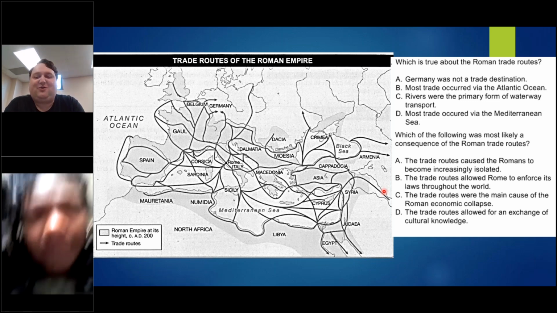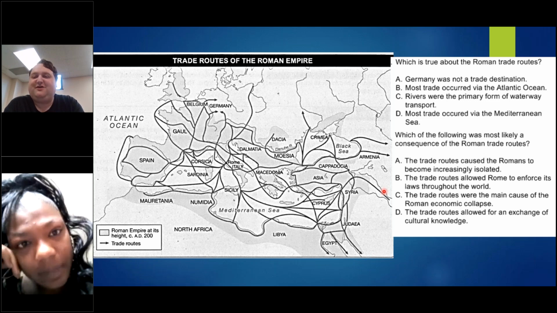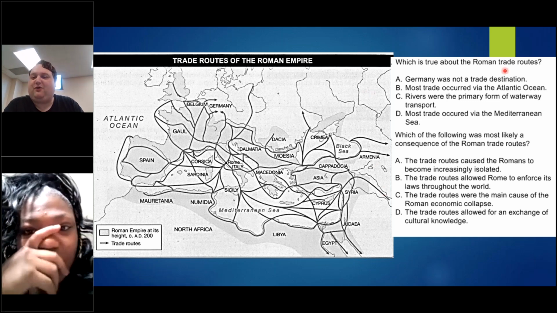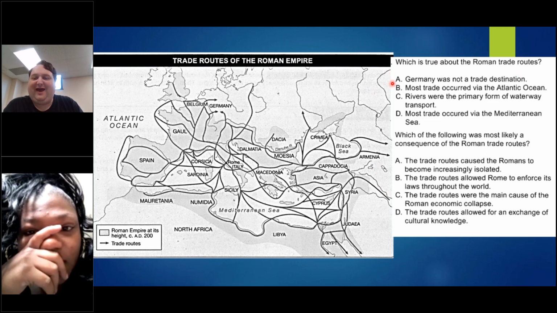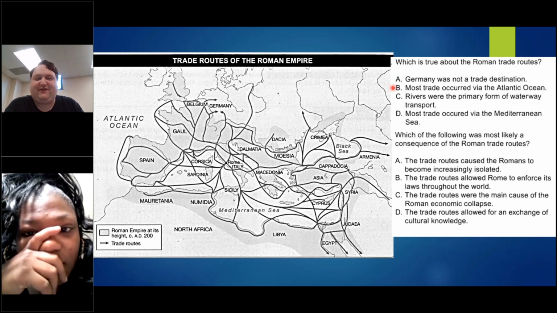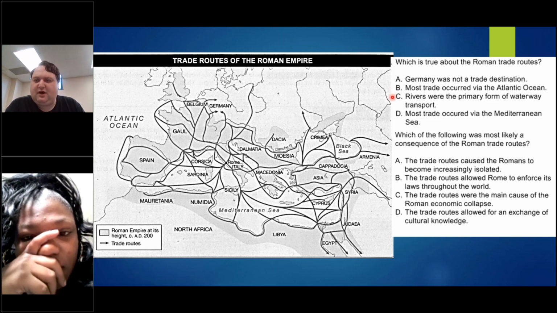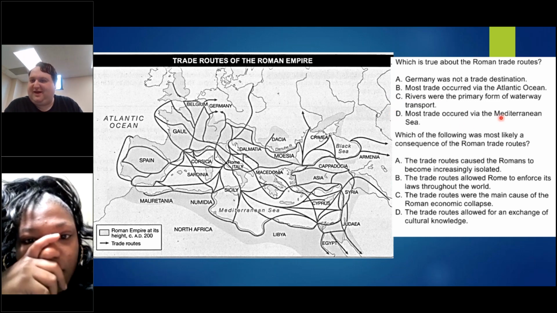Now we have one more question here. Or actually, two more questions, I'm sorry. Which is true about Roman trade routes? A, Germany was not a trade destination. B, most trade occurred via the Atlantic Ocean. C, rivers were the primary form of waterway transport. Or D, most trade occurred via the Mediterranean Sea.